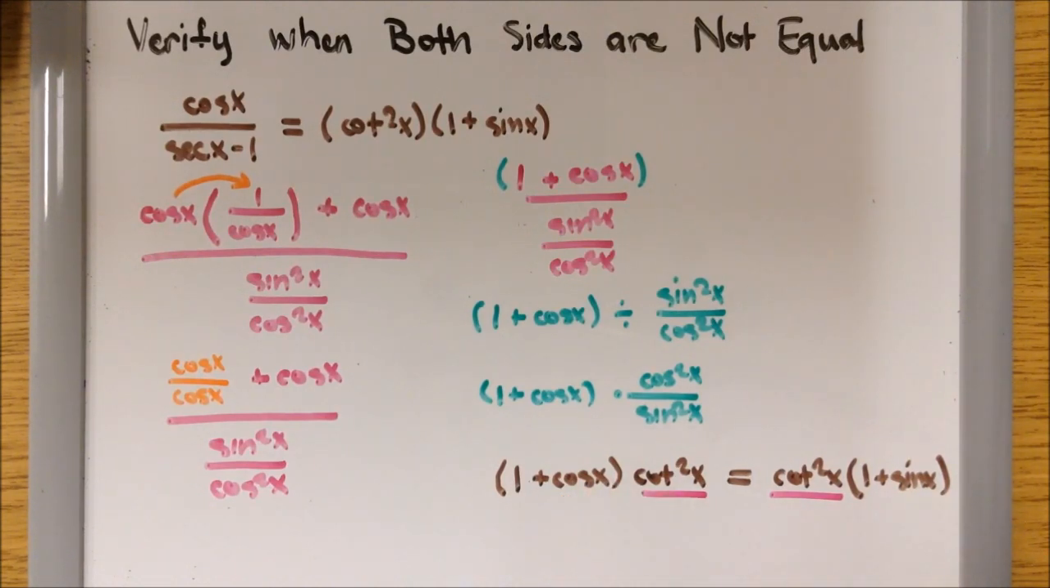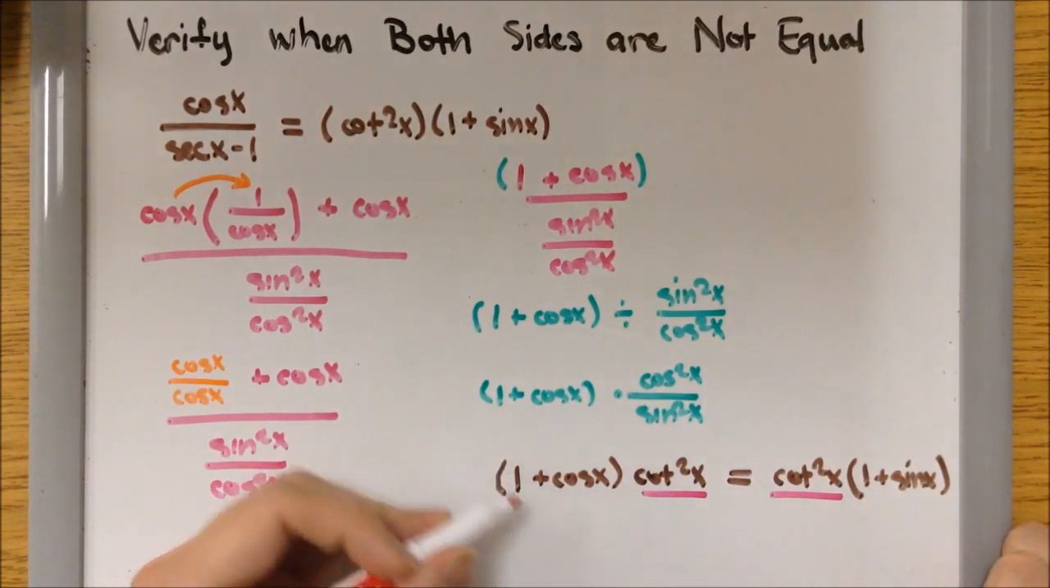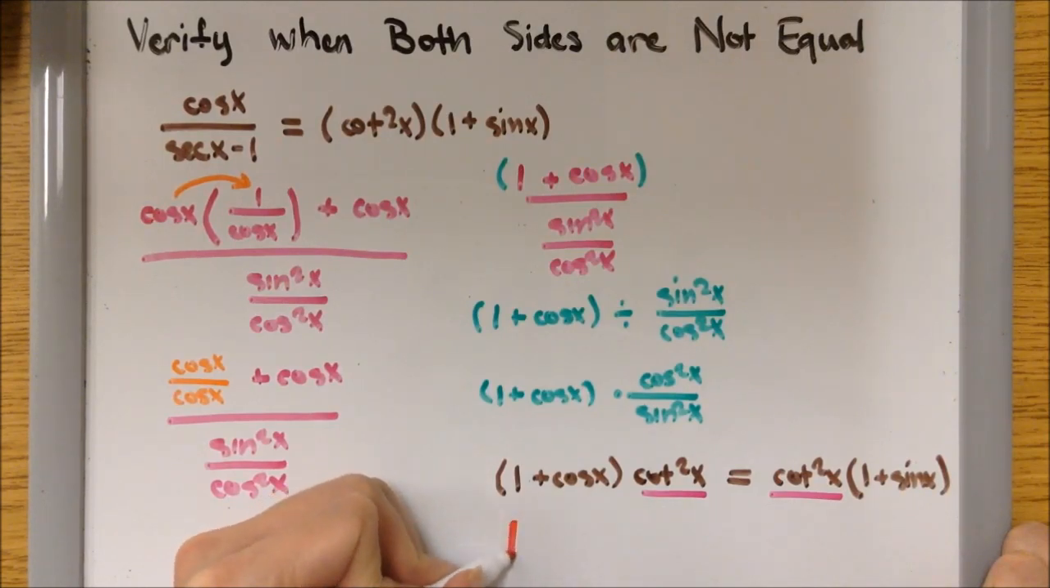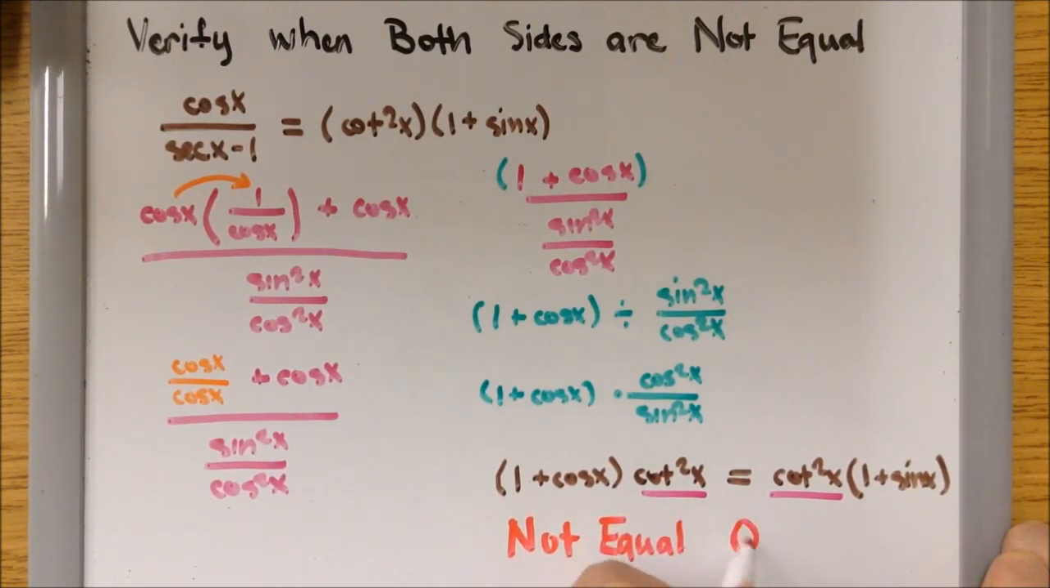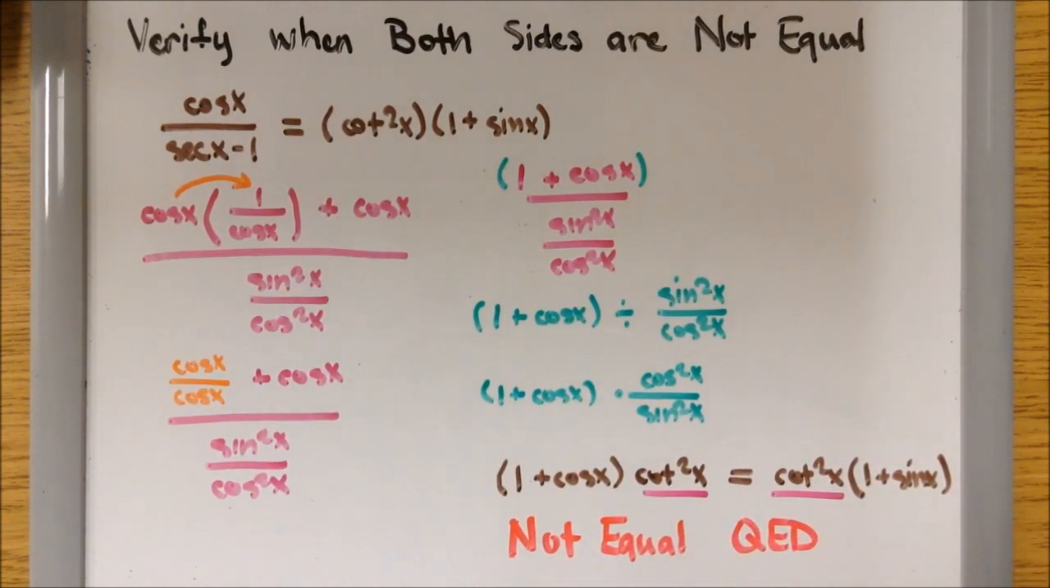So what we're going to do is just write not equal, and then I'm just going to write QED. So when you see that the left side is not the same as the right side, or the right side is not the same as the left side, then just simply say not equal QED.